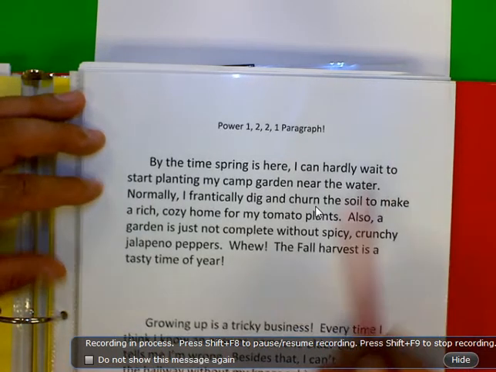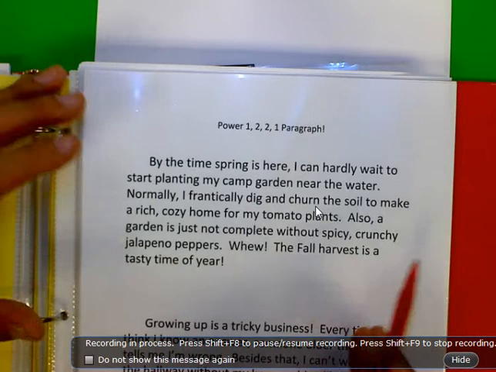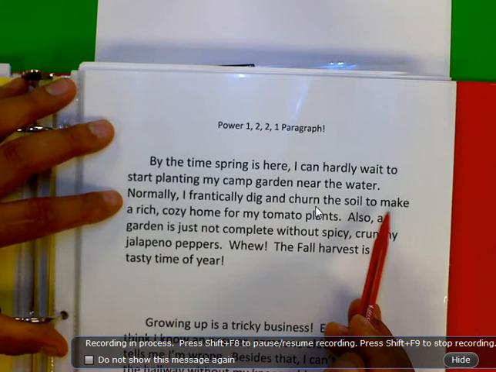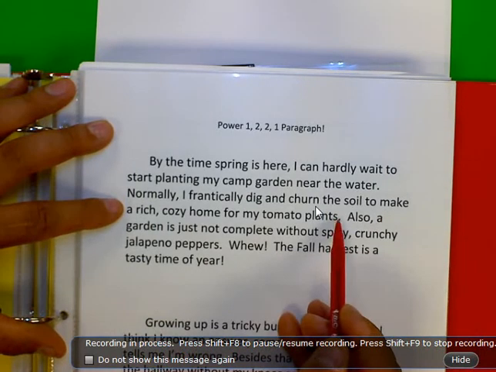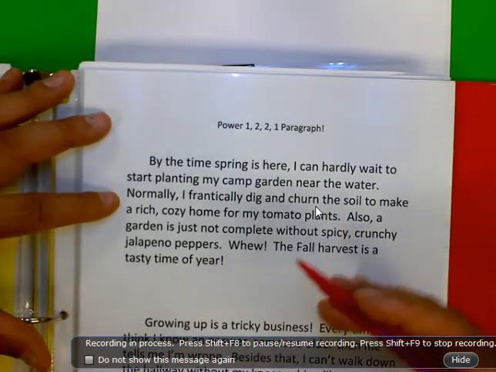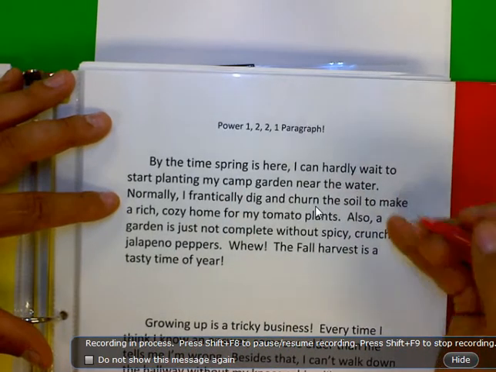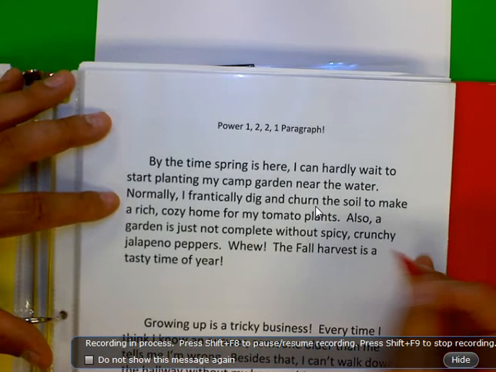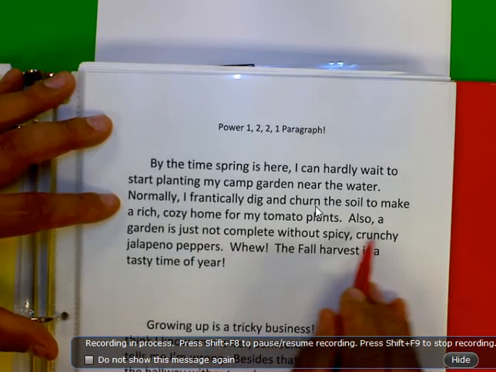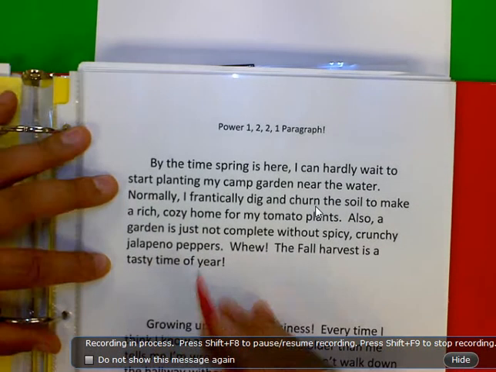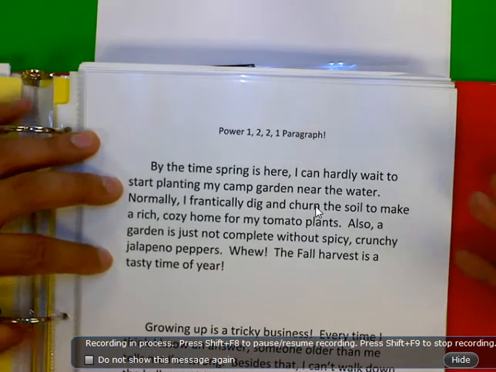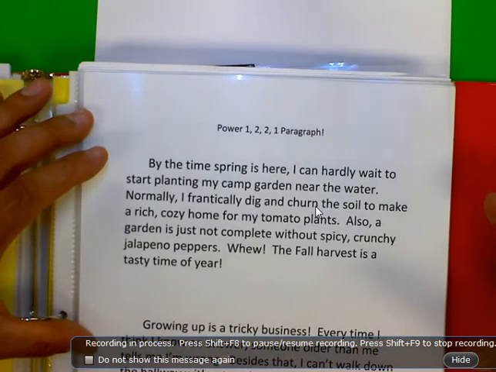The next sentence is usually my first power 2. Normally, I frantically dig and churn the soil to make a rich, cozy home for my tomato plants. That obviously has something to do with planting a camp garden. I'm saying more about it, so that is my power 2 level. After this, it says, also, a garden is just not complete without spicy, crunchy jalapeno peppers. So I'm not repeating myself. I'm going in another direction, telling more about the experience of planting my garden. So that is a second power 2.